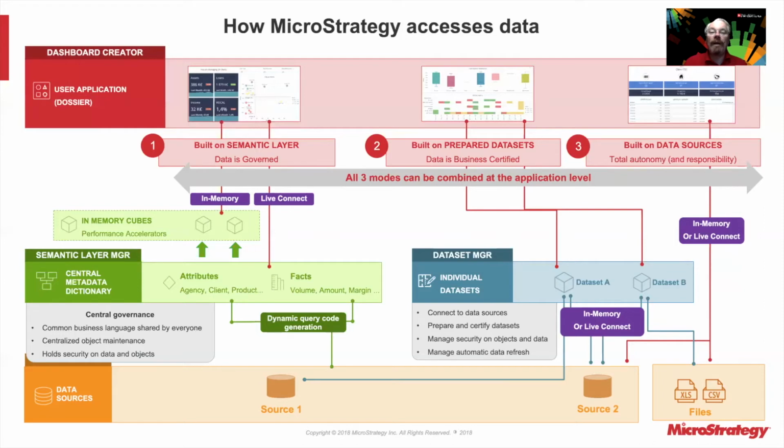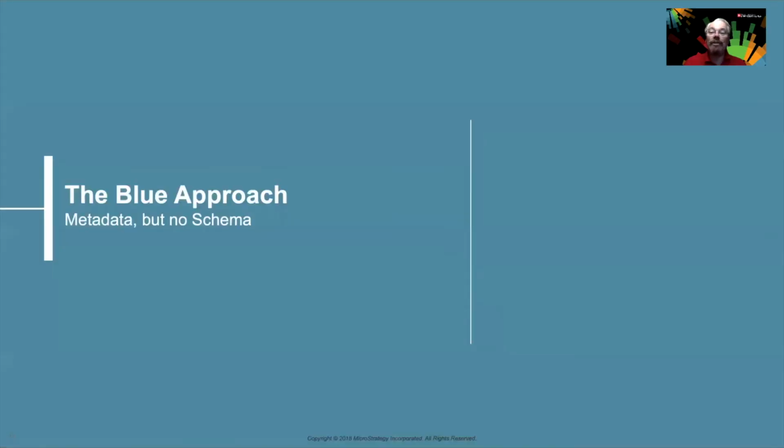So on my slide, the green approach represents MicroStrategy's secret sauce, except that the way you can blend all three is what makes MicroStrategy really special. Let's take a look at those approaches in more detail. I'm going to start things off with the blue approach, metadata but no schema.